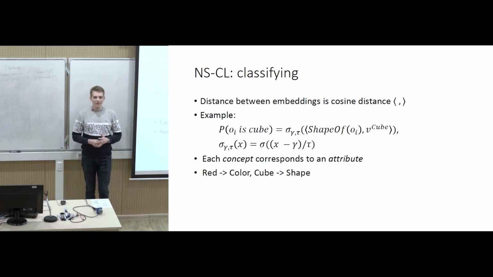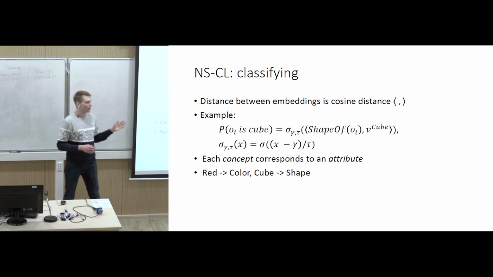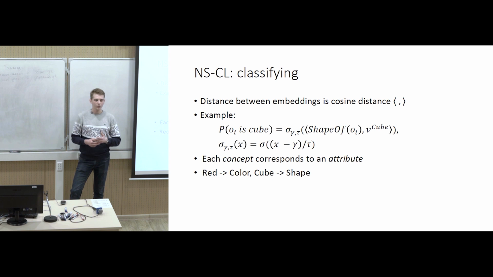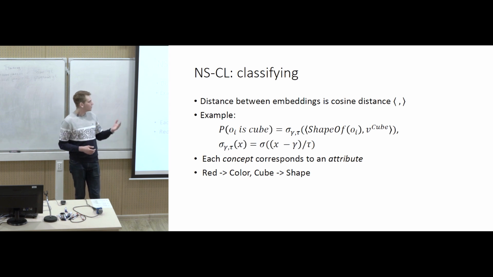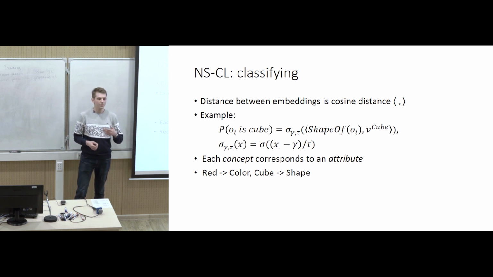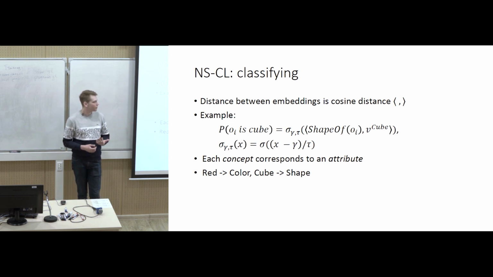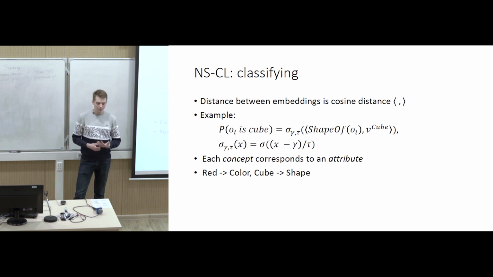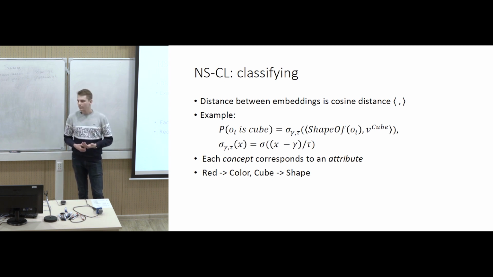In this particular example, we propagate the object through the neural operator. We measure its cosine distance with the learnable vector of cube, and then output the probability with the sigmoid function with the gamma and t parameters of shift and scale. So red and cube are the concepts. Color and shape are attributes, yes.